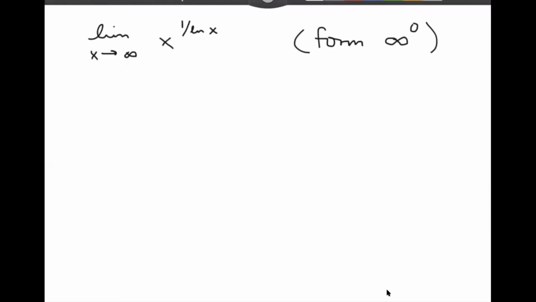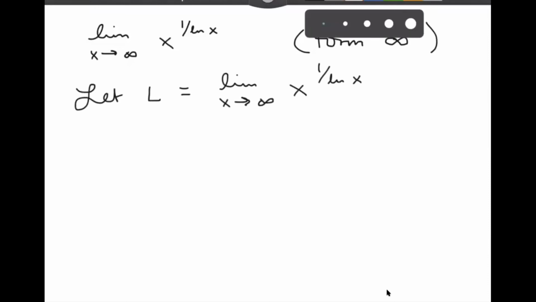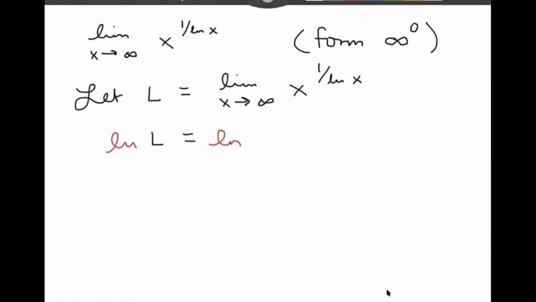So here's how I like to do this. That gives me no information about the value of the limit. I have no idea what this limit is, so I'm going to call it L for limit. Let L equal the limit as x approaches infinity of x to the power 1 over natural log x. And then what I'm going to do is take the natural log of both sides. Therefore, the natural log of L is equal to the natural log of the limit as x approaches infinity of x to the power 1 over natural log x.